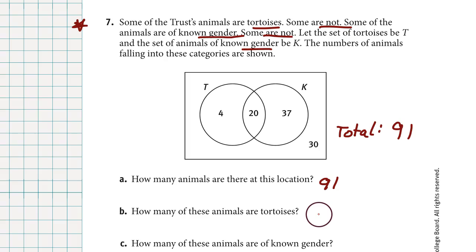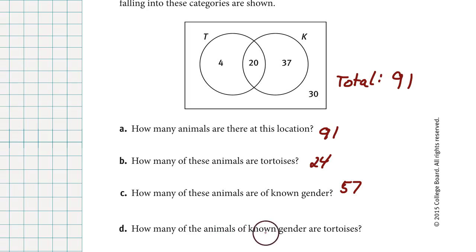How many of them are tortoises? Well, how many are in the circle for the capital T? That's 24. How many of the animals are of known gender? Well, how many are in the circle for the K? That's 57. How many of the animals of known gender are tortoises? So in the known gender circle, to also be a tortoise is the 20.